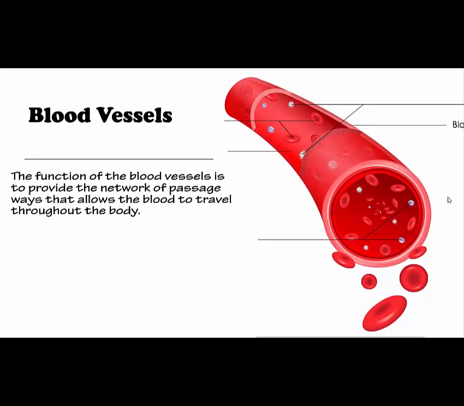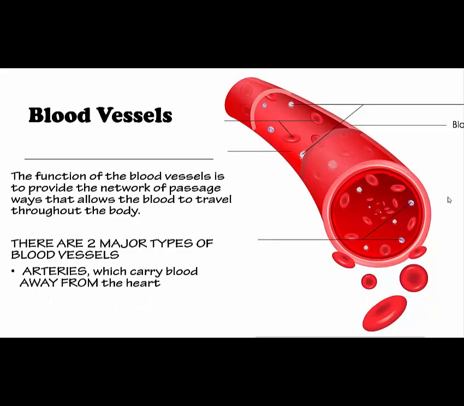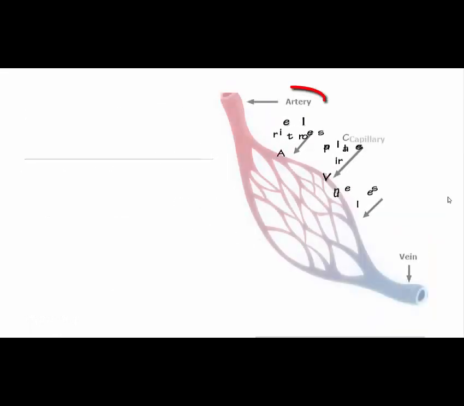The function of the blood vessels is to provide the network of passageways that allows the blood to travel through the body. There are two major types of blood vessels: arteries, which carry blood away from the heart, and veins, which carry blood toward the heart.